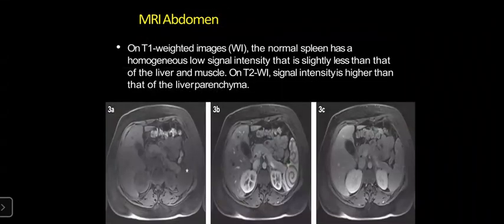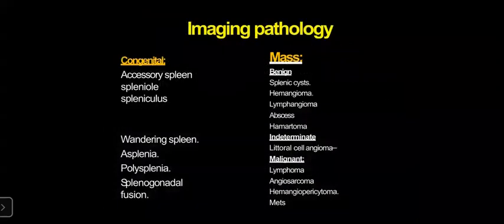MRI: on T1, the normal spleen has homogeneous low signal intensity that is slightly less than that of liver and muscle, while on T2 weighted image signal intensity is higher than the liver parenchyma. It also shows enhancement with the mottled appearance, also called the zebra pattern.